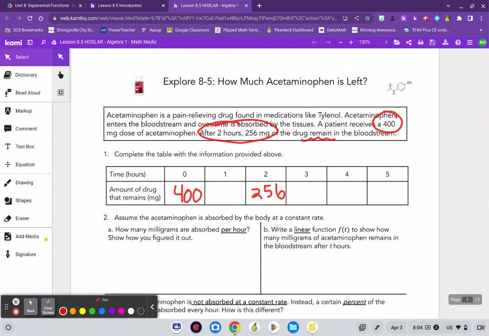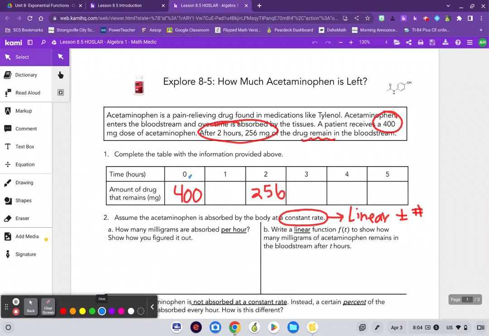So that's all I can fill out in my table. It says, assume the acetaminophen is absorbed by the body at a constant rate. And when I see the words constant rate, I'm thinking, okay, linear function, which means I'm adding or subtracting the same number each time. Okay. So how many milligrams are absorbed per hour if I'm looking for a constant rate?